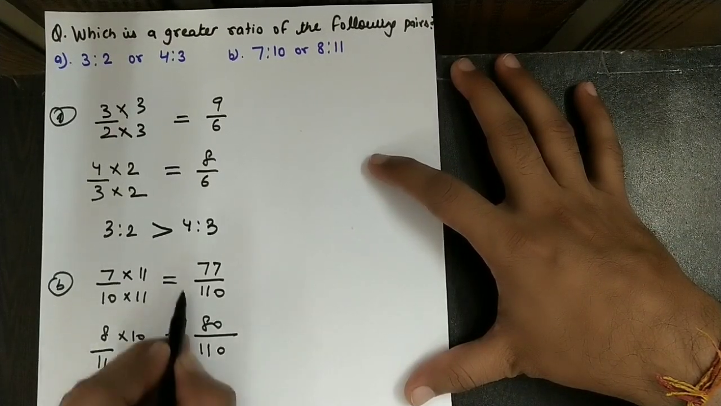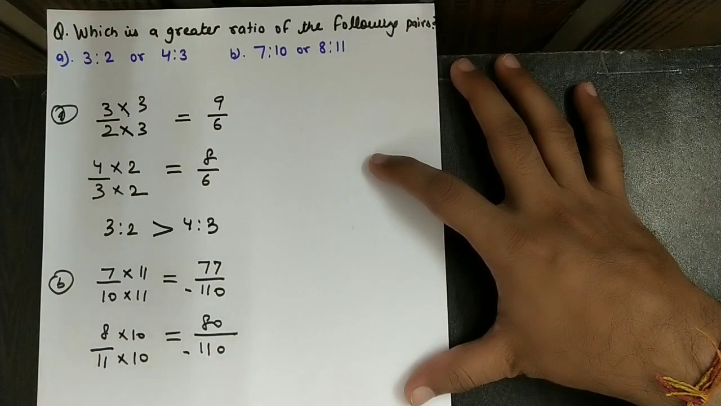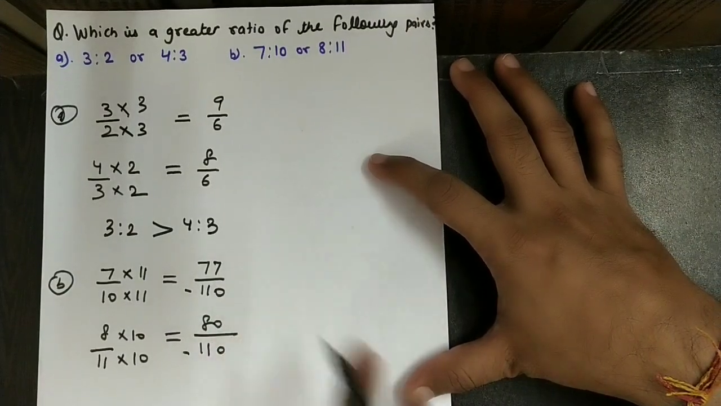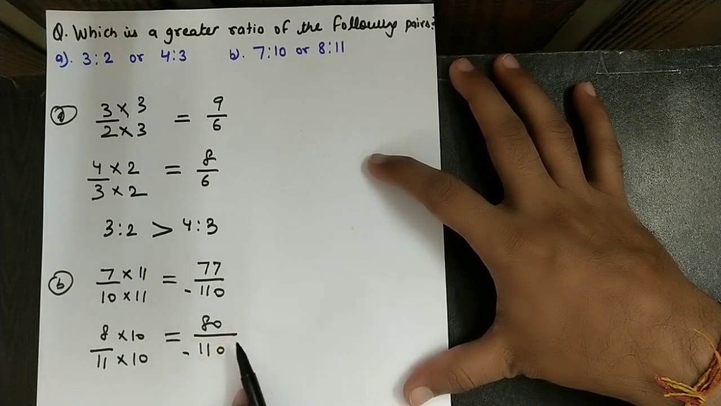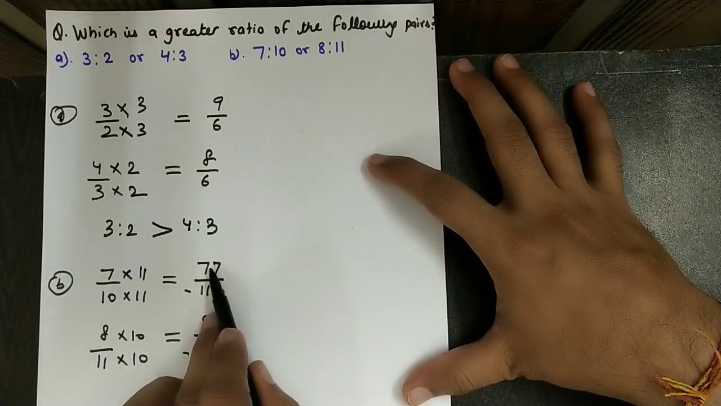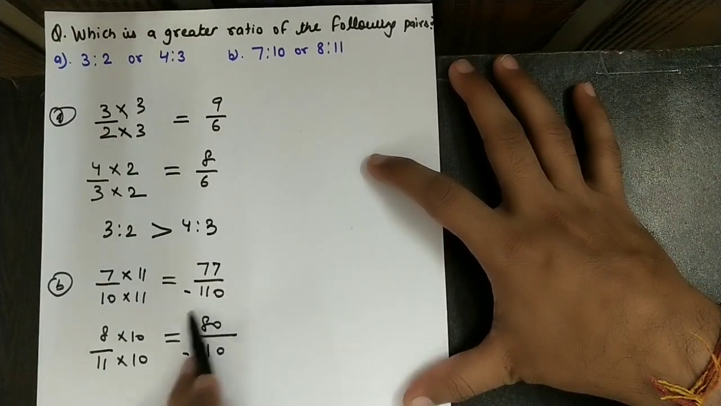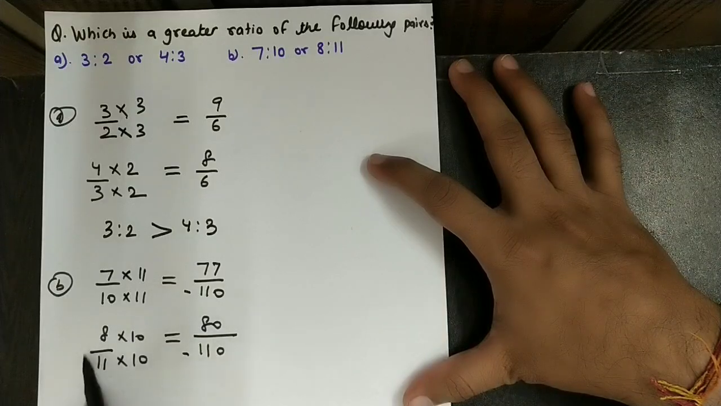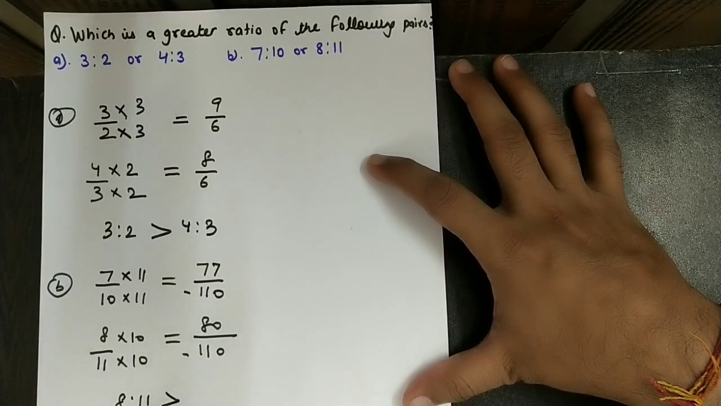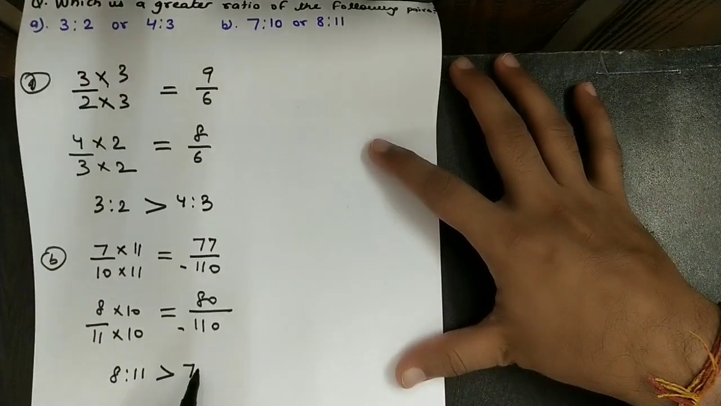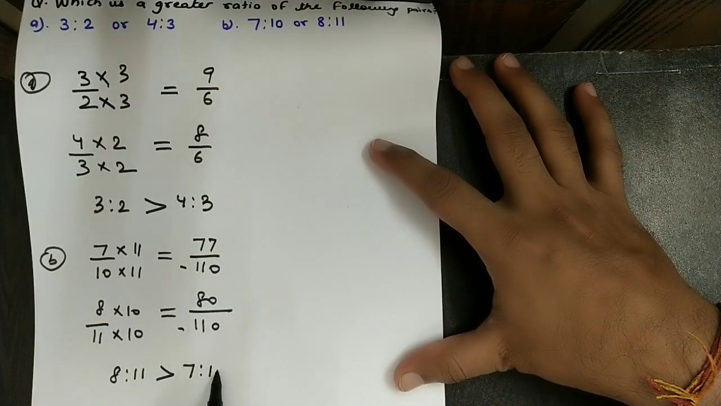So, now the denominator is the same in both the ratios. Now, you can compare the numerators. The numerator here is 77 and here it is 80. So, the greater number is 80. Since the greater number is 80, this ratio is greater than 7/10. So, now we can say 8/11 is greater than 7/10.